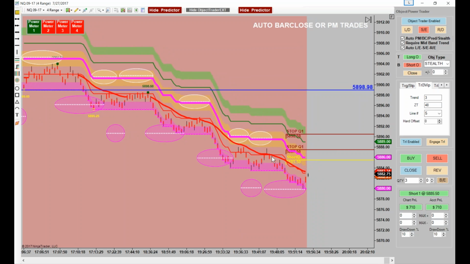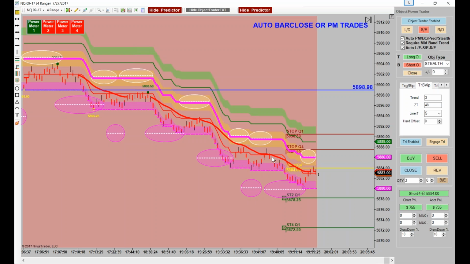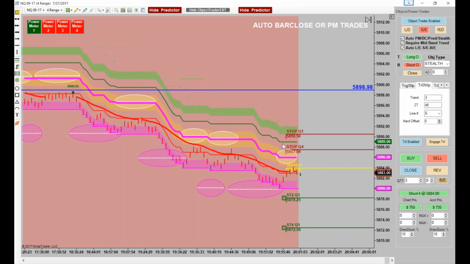Okay? Now, this little trader has been a long time in the works because the way I wanted this designed is I want it to see stealth in real time, but I also want it to be able to add on. It's super important to be able to add on trades. Because if you get a trade, see here we just added on. We've got 4 contracts on. Notice why that happened.